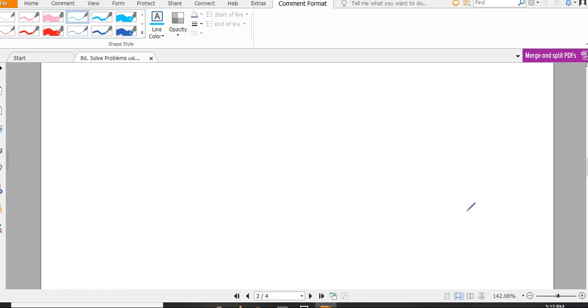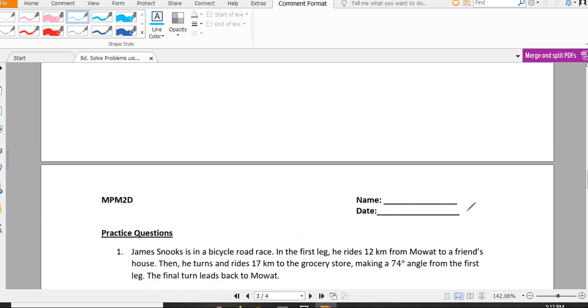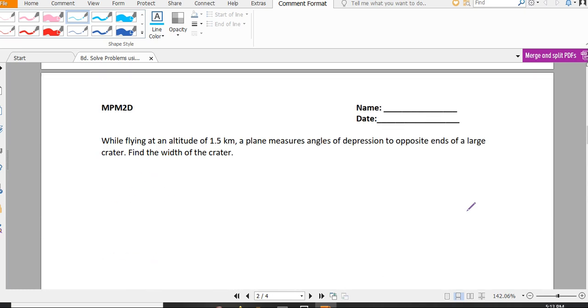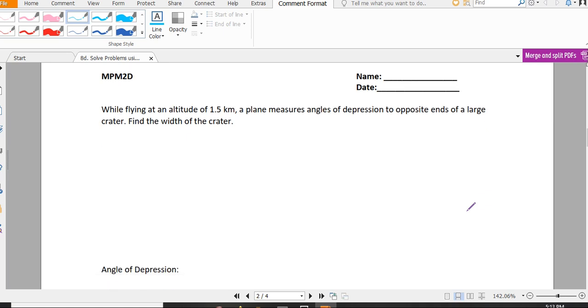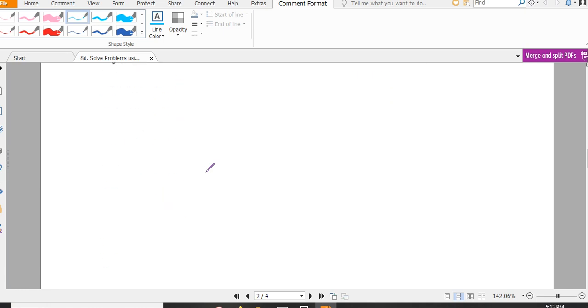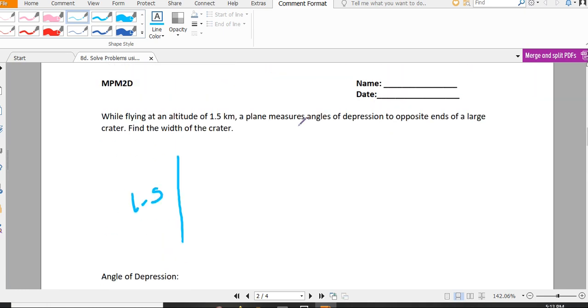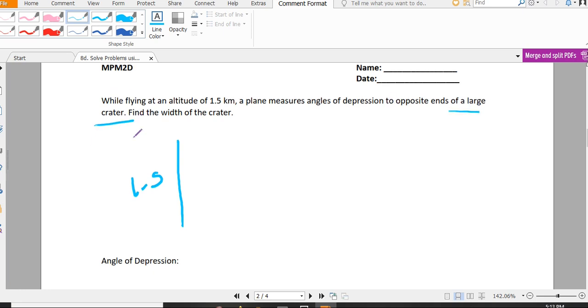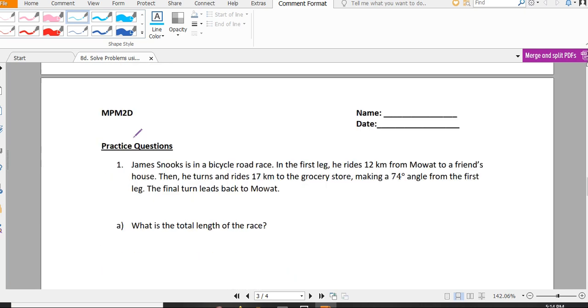Okay, and one last question before the practice questions. So while flying at an altitude of 1.5 kilometers, the plane measures an angle of depression to opposite ends of the crater. Oh, so I clearly forgot to include the angles here, so you can skip this question. Okay, because without the angles you can't solve it.